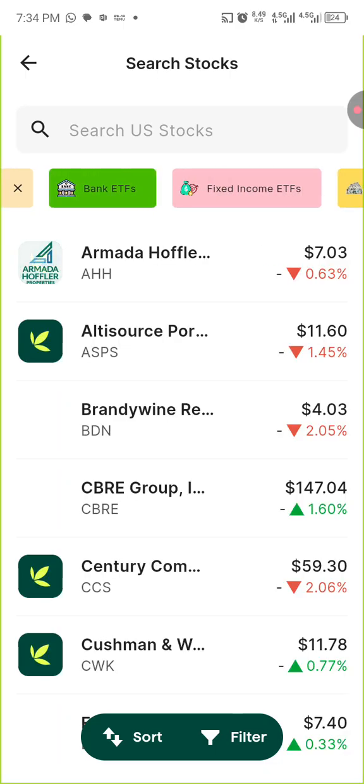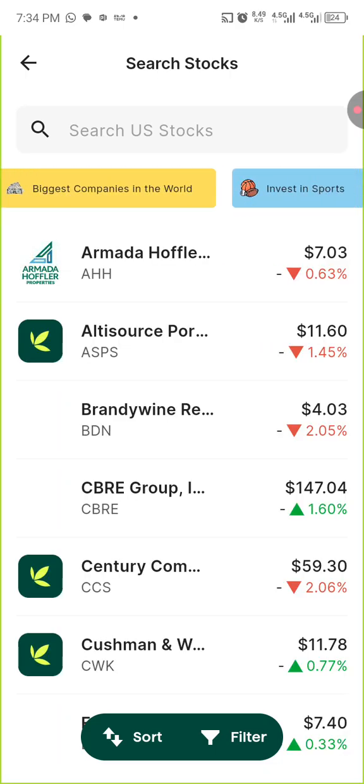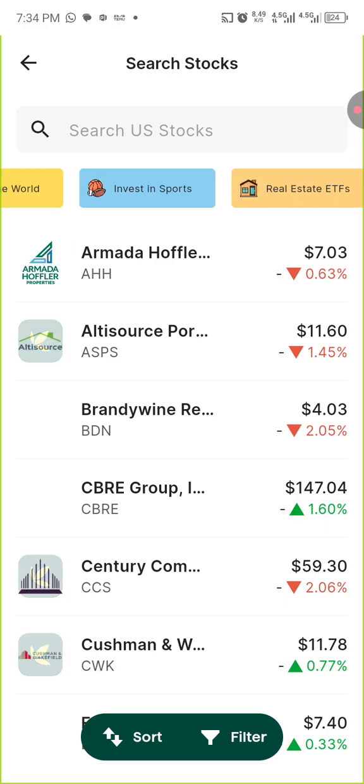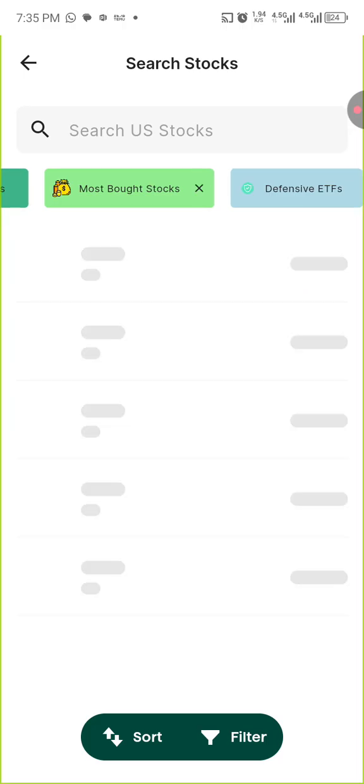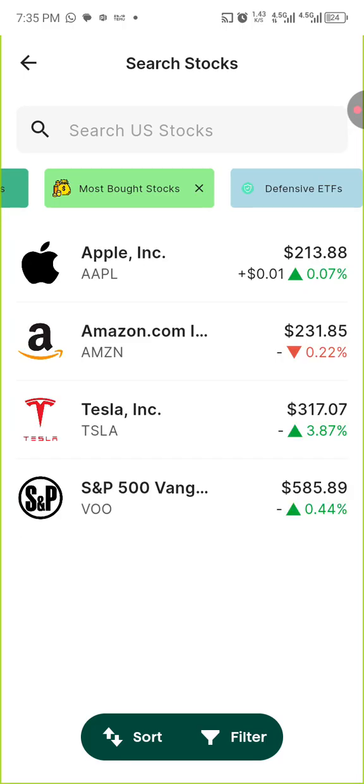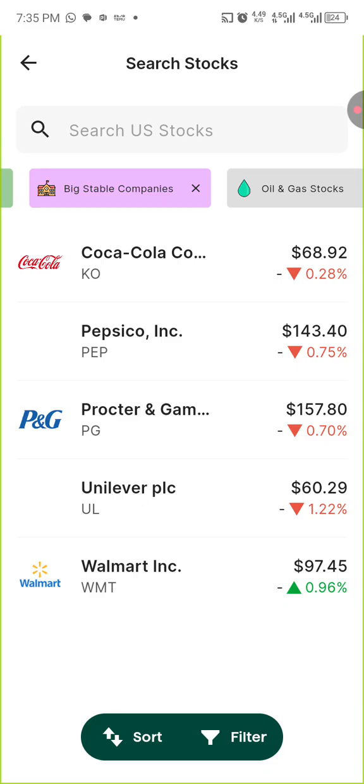You can see fixed income. You can see biggest companies in the world. Sports, like football, see Manchester United, Madison Square. So I want to show you stocks that pay dividends. Most bought stocks, yeah, you can know the stocks that people buy the most. You can see Apple, Amazon, Tesla, S&P 500 Vanguard. People buy the most. Agriculture, big stable companies.